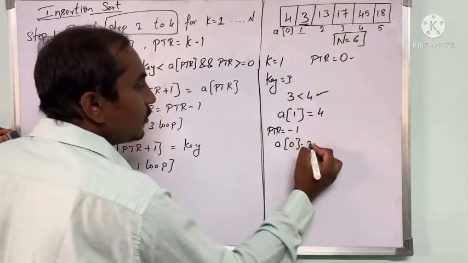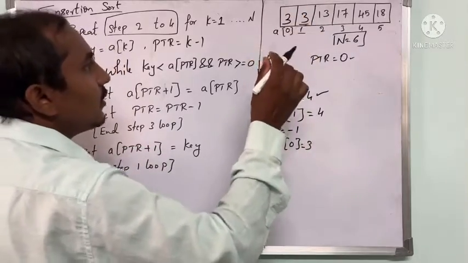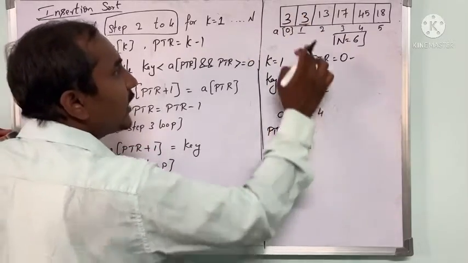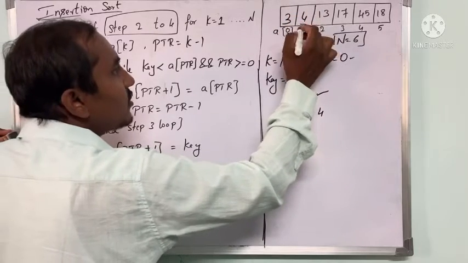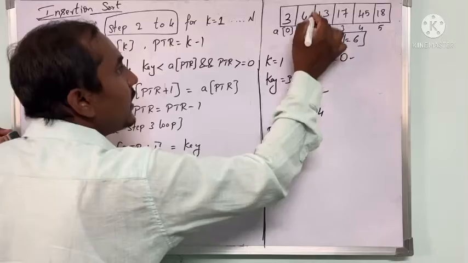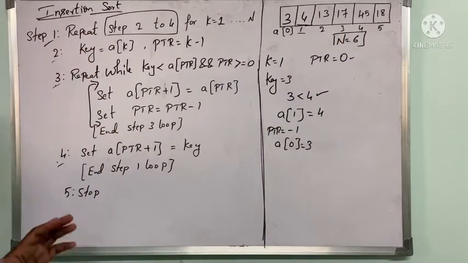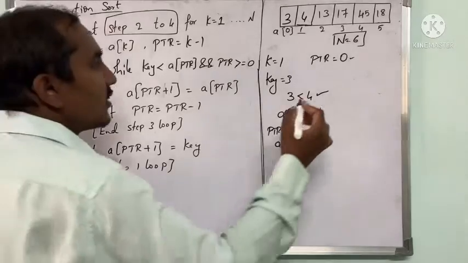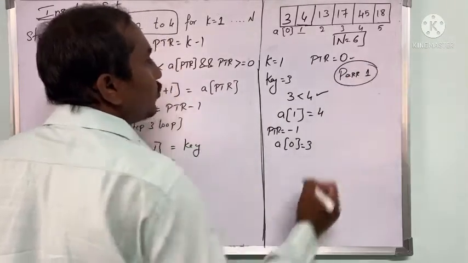What was the key value? 3. So in the place of A of 0, I am going to put the value 3. So we have made A of 1 as 4 and A of 0 as 3. So we have exchanged both the values here, 3 and 4. Okay. So this is the first step. This will complete our pass 1, as we discussed.